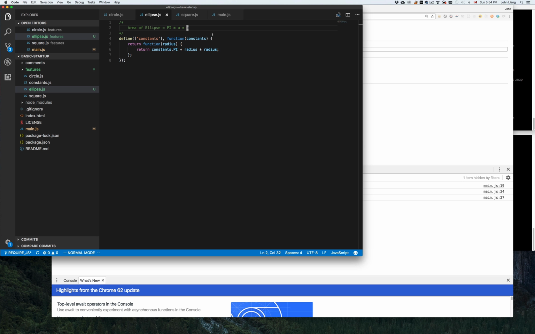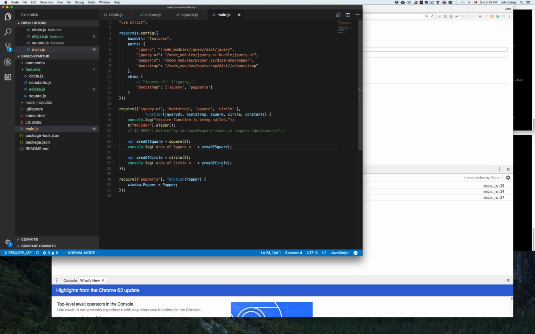So this is what we got right here. Let's change this as well. So we have A and we have a B. And then we change this to A comma B. So we have the area of ellipse formula. Let's go to the main.js and add this.